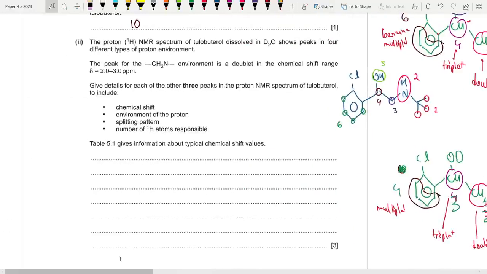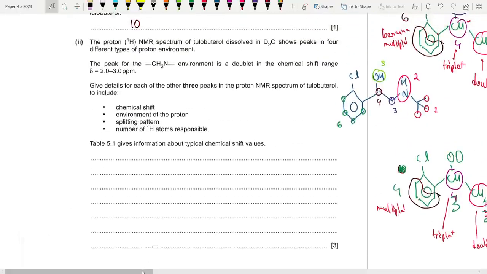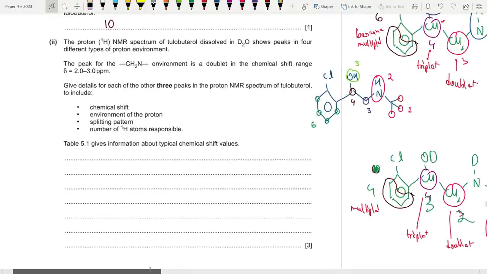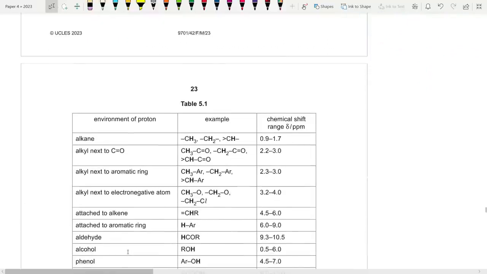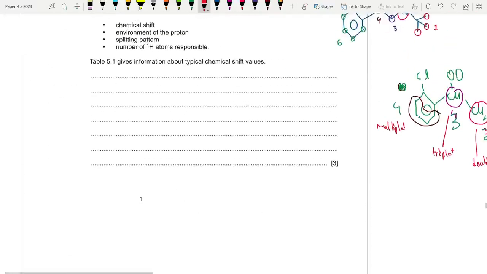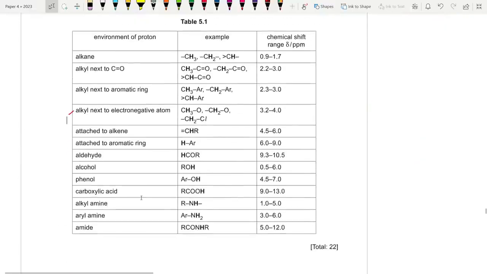Okay, fine. So what's the question? Actually, I've analyzed it. The peak from the CH2N environment is a doublet. I wrote that on the right. In the chemical shift range of 2 to 3 ppm. CH2 attached to an electronegative atom. Alkyl next to electronegative atom. Alkyl amine basically, 2 to 3 range. Fine.